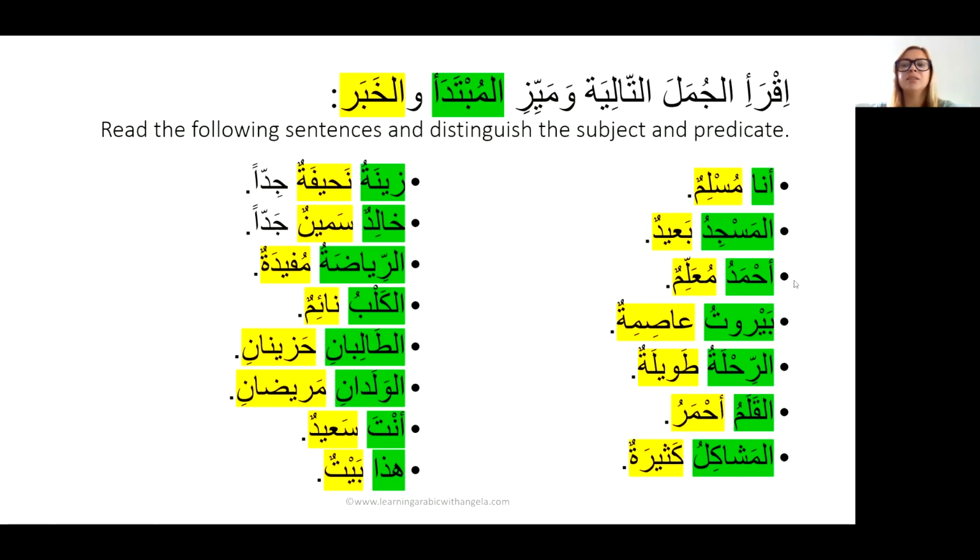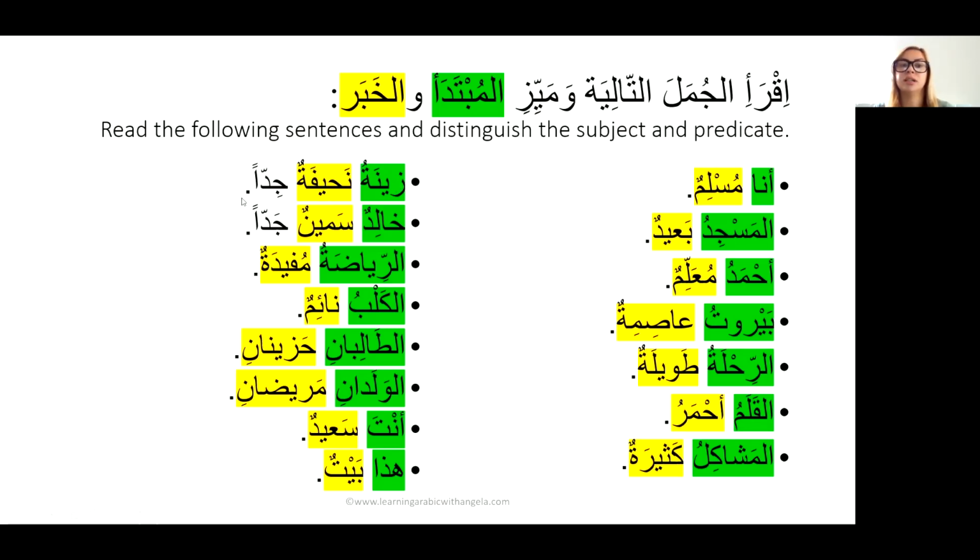So you start the nominal sentence typically with something that is definite. Like الرحلة طويلة. الرحلة is definite with the L, so that's the subject. القلم أحمر. So مبتدأ. And the yellow ones are the news or الخبر. المشاكل كثيرة. So problems are a lot. So المشاكل over here is مبتدأ, كثيرة is الخبر. And notice مبتدأ can be singular, plural, same thing with الخبر. It could be in the singular, it could be in the plural, it doesn't matter.